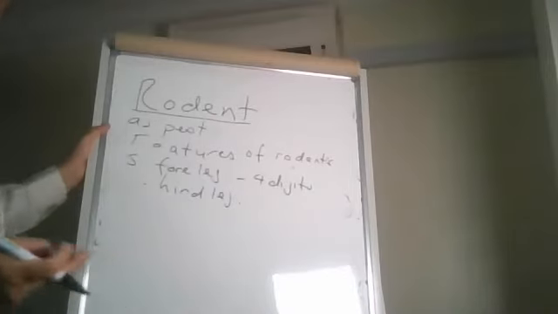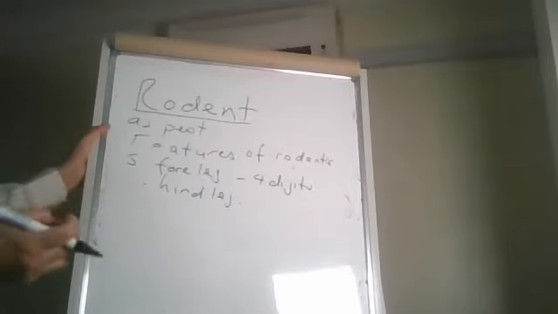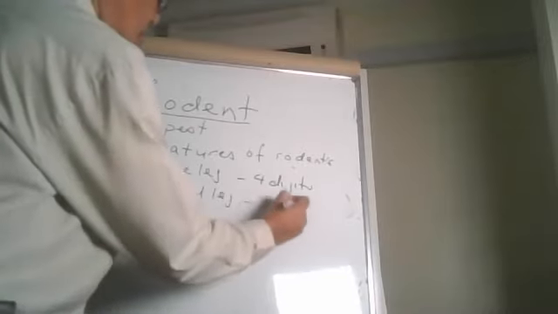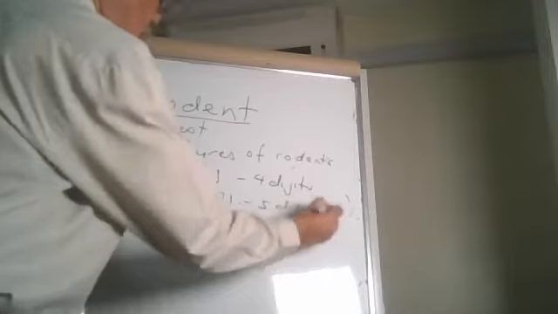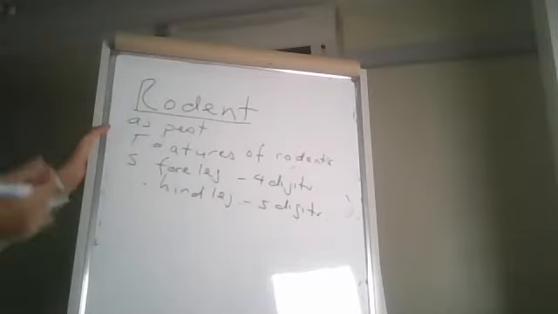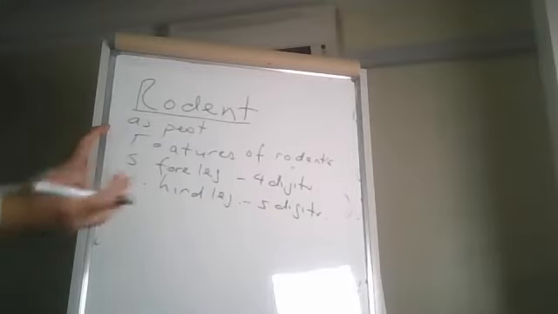4 digits or toes on the foreleg, and 5 digits or toes on the hind leg. So next time around, if you catch a rat, look at the foreleg.